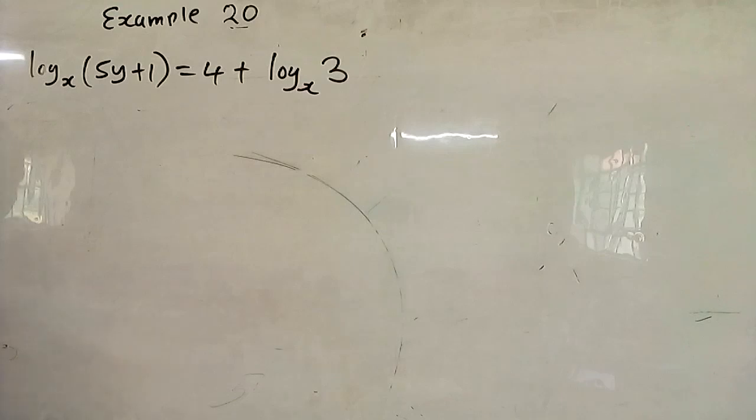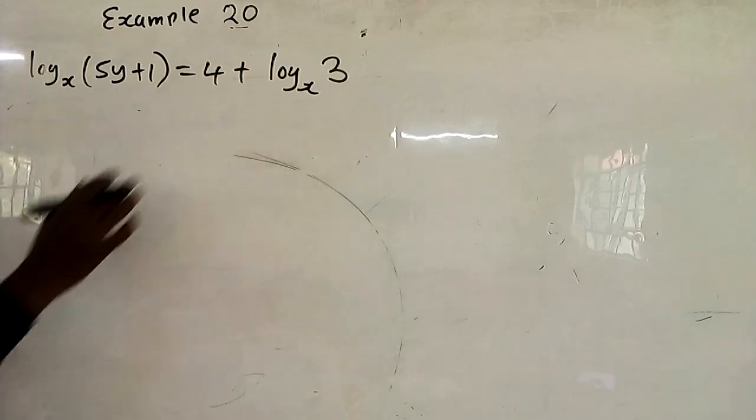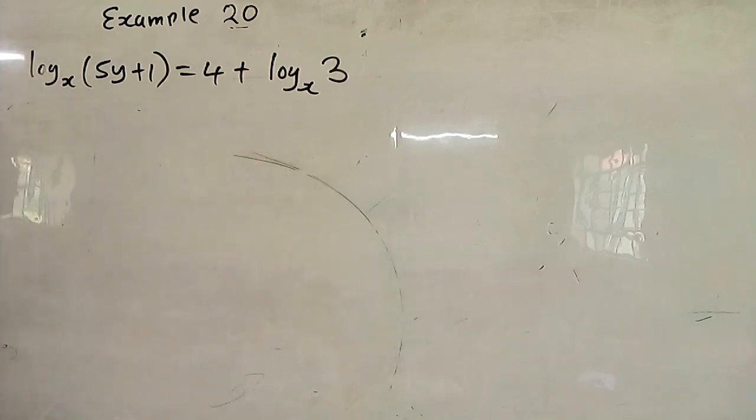where x is greater than 0, x is different from 1, and y is greater than 0, and y is different from 1. Then you'll be told to find y in terms of x, giving your answer in a form not involving logarithms. So for you to get y in terms of x, meaning you make y the subject of the formula, isn't it? From the laws of logarithm, the first thing you must ensure is that you have the same base when you want to use any laws of logarithm, isn't it? You must have the same base.